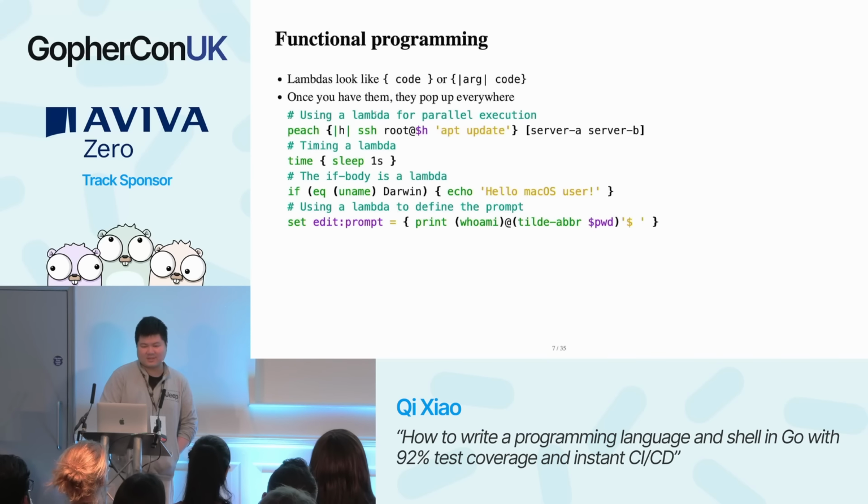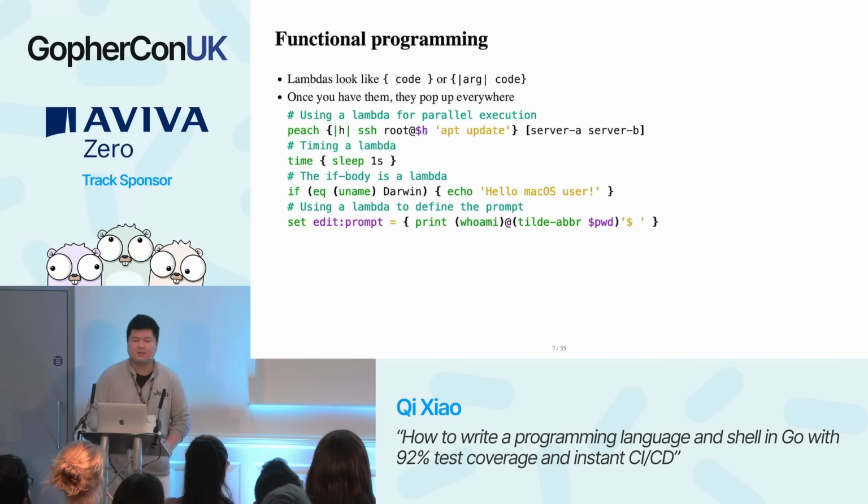For instance, Elvish has a function called peach. It's called this because it's parallel each. It takes a lambda and some data, and it will call the lambda for each of those data in parallel. So you can use it to do fancy things like: I have two servers and I want to run apt update on both of them, but I don't want to wait for one server to finish before doing the other. You can do this very easily in Elvish. In traditional shells, you have to do background pipeline stuff, or resort to external tools like GNU Parallel. But in Elvish, this is all built in, thanks to the fact that it has lambdas.